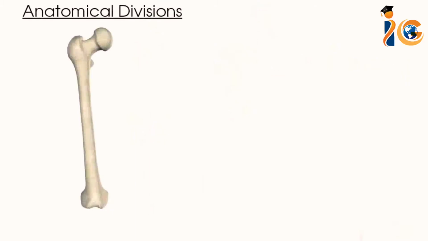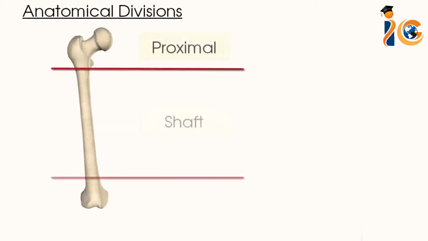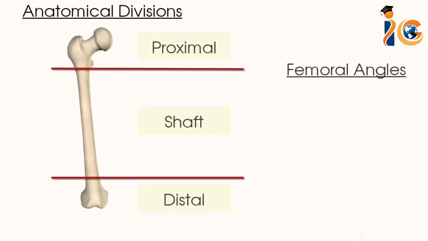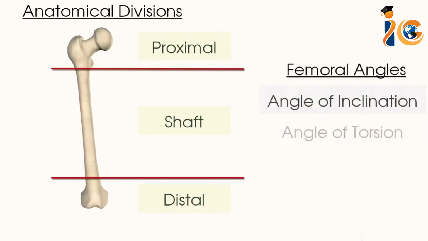Anatomically, the femur is divided into three regions, and we're going to discuss these in turn in this tutorial. So the proximal femur, the shaft, and then the distal femur. And then we're going to finish this tutorial by looking at a couple of different angles, the angle of inclination and the torsion angle of the femur, which you might come across.